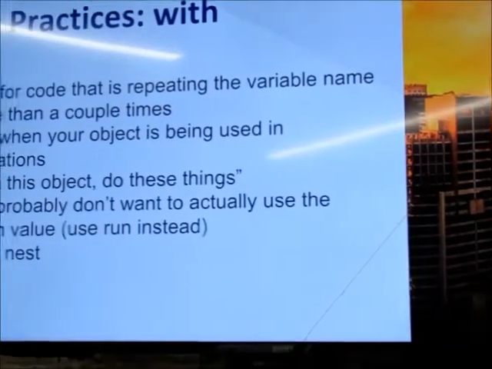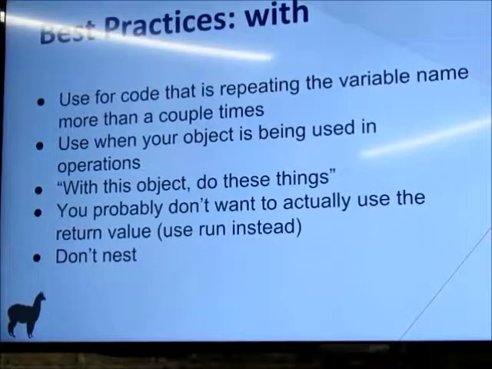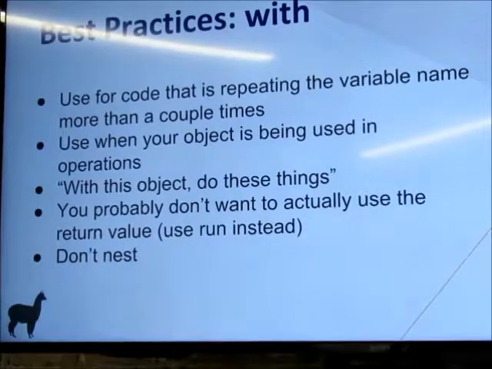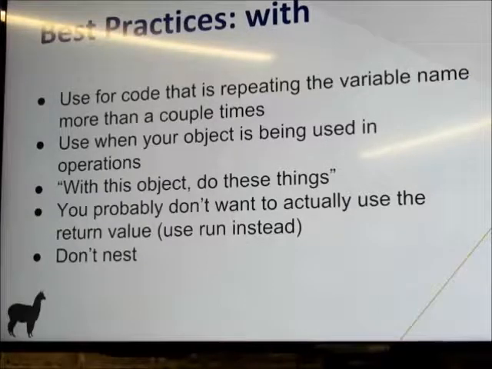So best practices with with. This is for when you're repeating a variable name more than a couple of times. If you find yourself doing a lot of things with an object, thus the name, it's useful to use with. You use it when your object is being used in operations, not necessarily when it's taking actions. So you're doing things on the object, or the object's being provided to functions. That's when with is good. And it does return the result of the lambda.